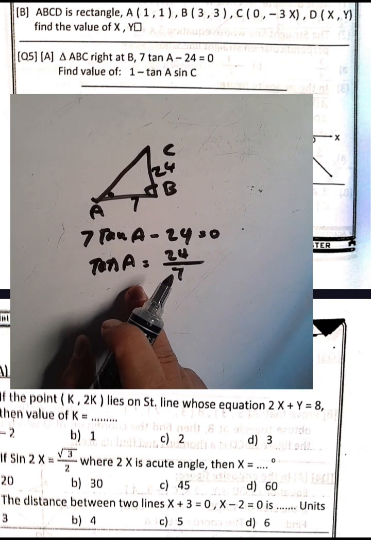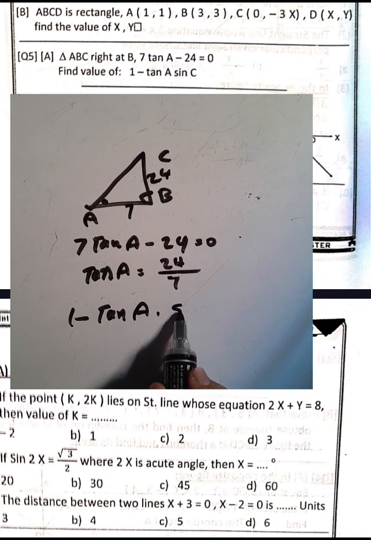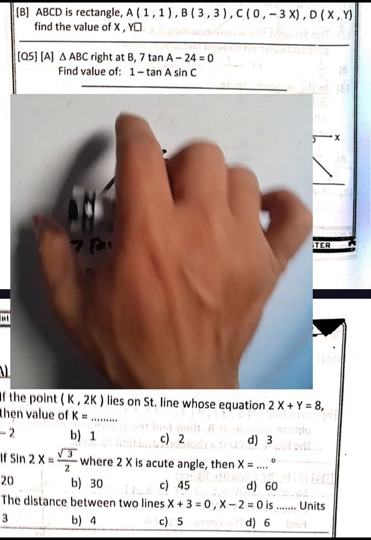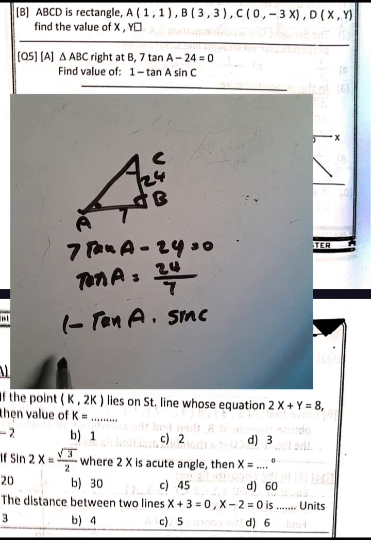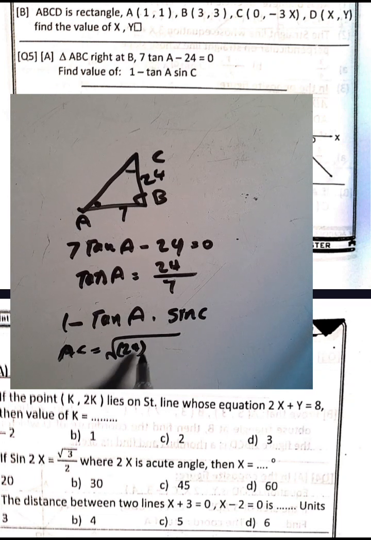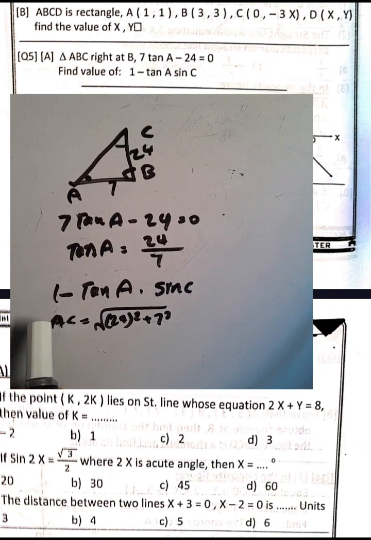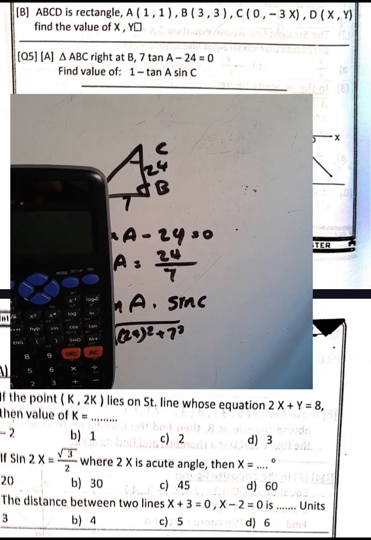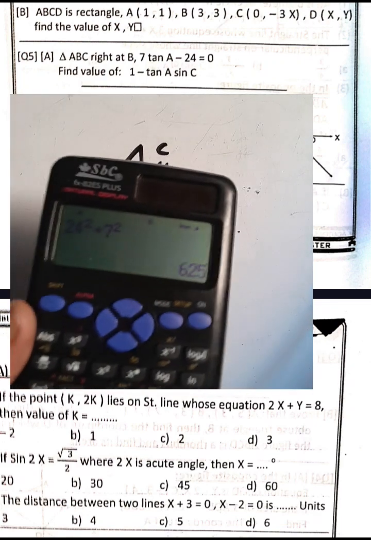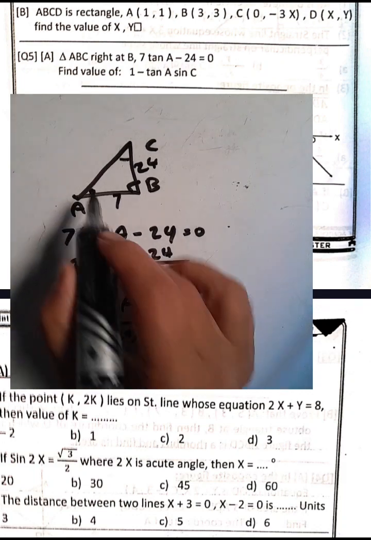Okay, it's tan A. You want to find 1 minus tan A, times sin C. We know sin C will be opposite over hypotenuse. Then you want to find here the length of AC by using the calculator and Pythagoras. AC will be equal to 24 squared plus 7 squared, and then find the square root of the result. 24 squared plus 7 squared will be equal to 625, and the square root of 625 will be 25 length units.